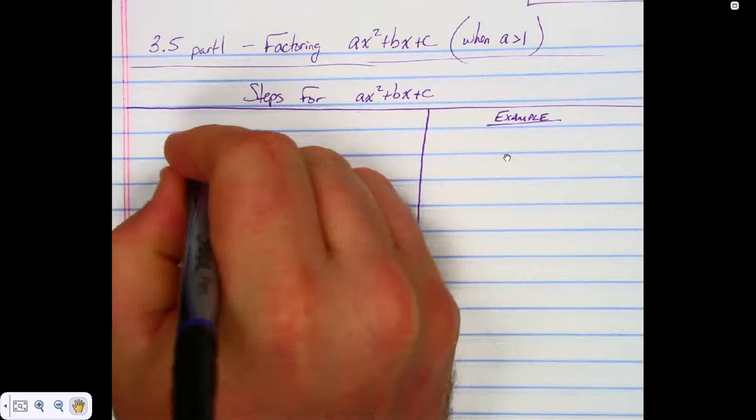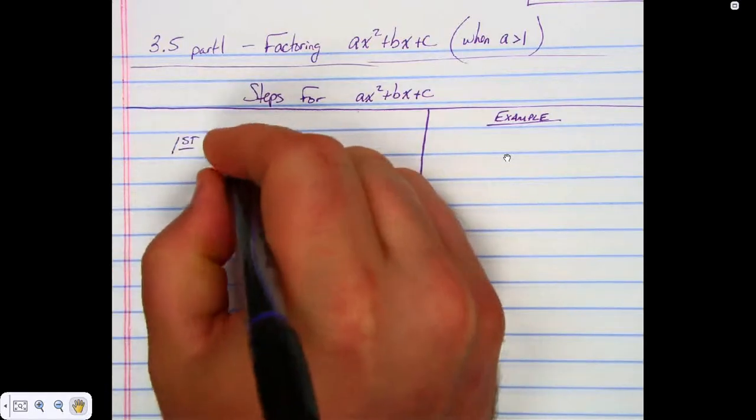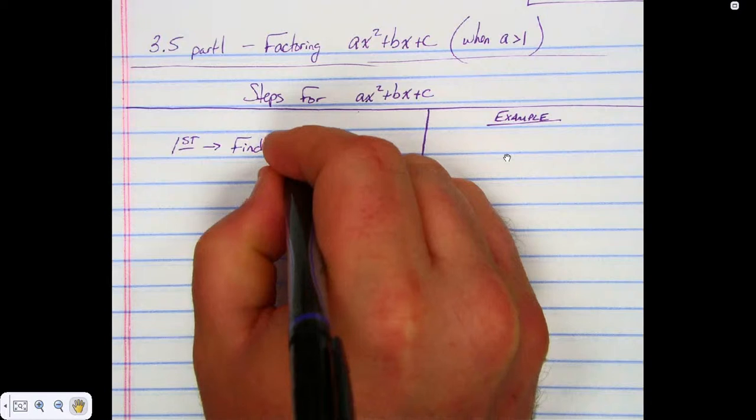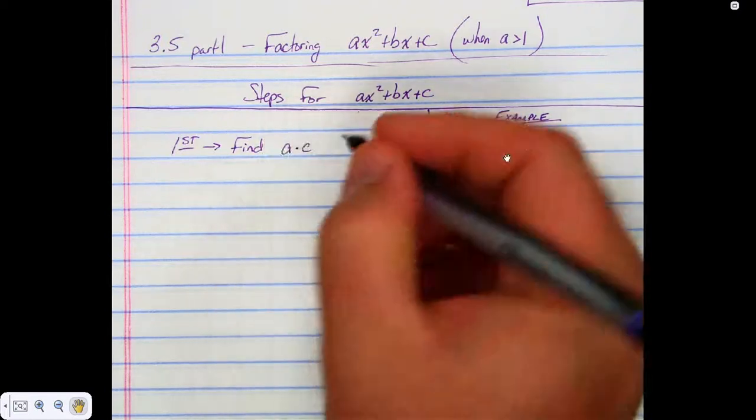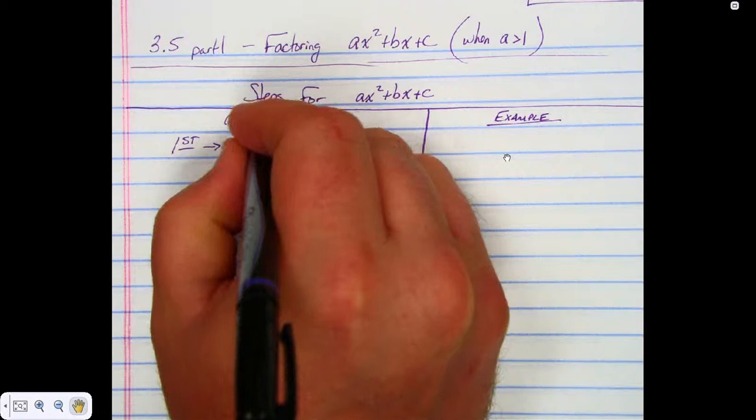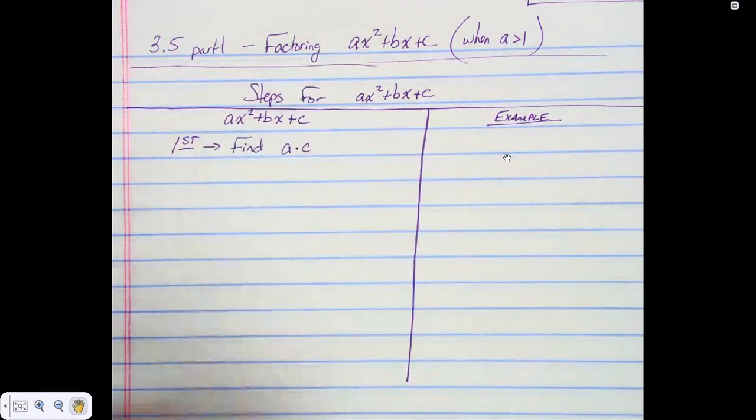First, we're going to find A times C. And of course, I'm starting with ax squared plus bx plus c. So my A is the number in front of the what? X squared.